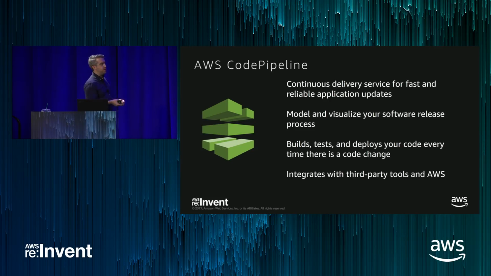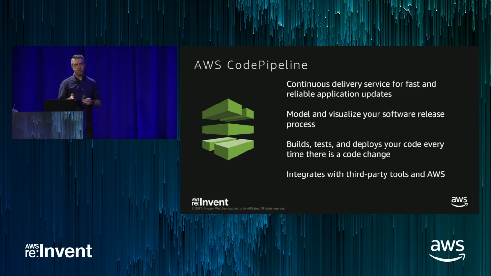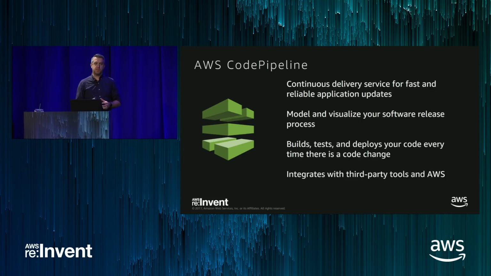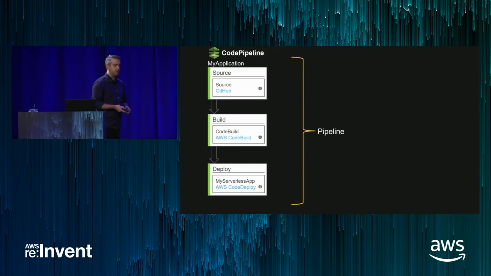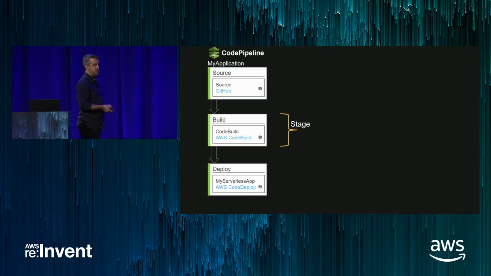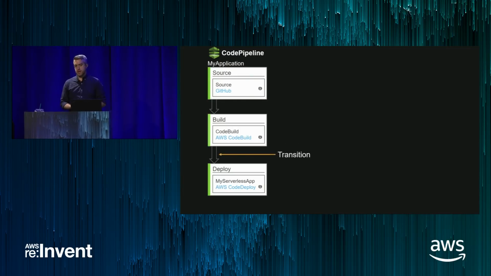What it allows you to do is model and visualize your software release process. It allows you to automate everything from builds and tests to deploys. And then it has a very open integration model that allows you to plug into all sorts of different things. So let's look at what a CodePipeline looks like. This is an entire pipeline. This pipeline is made up of 3 stages. Those stages are made up of what are called actions. And those stages are connected via a transition. And transitions can be either enabled or disabled.